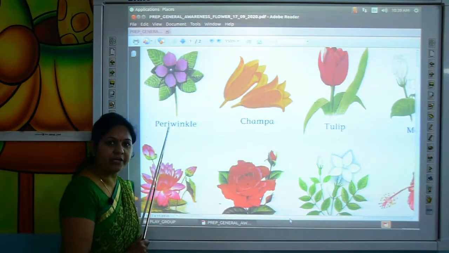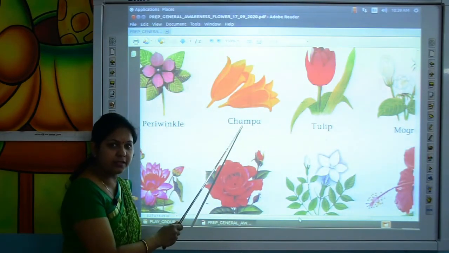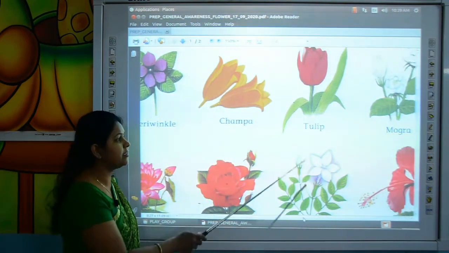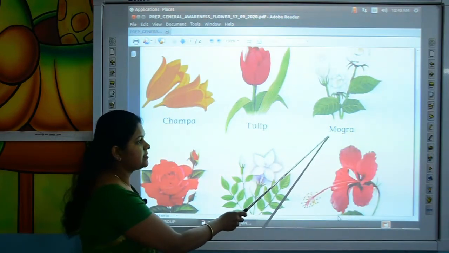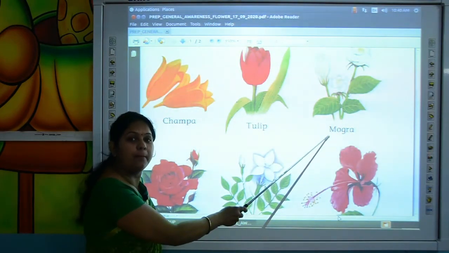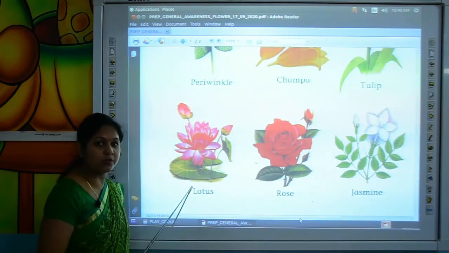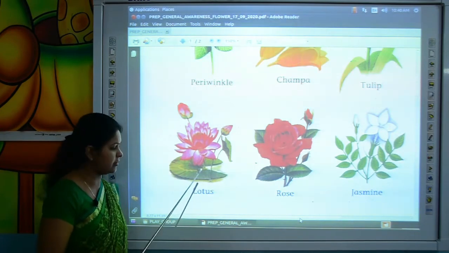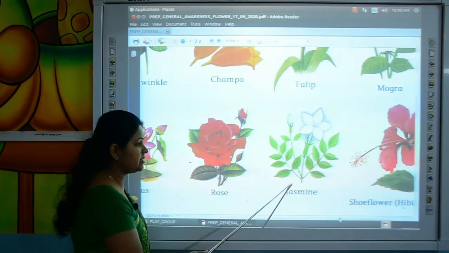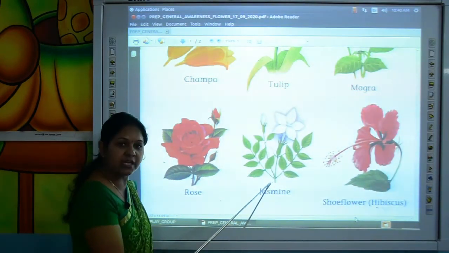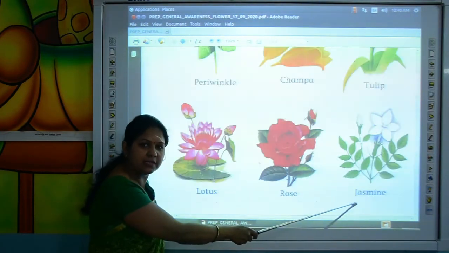This is periwinkle. Which flower is this? Periwinkle. This is champa. Speak with me kids. This is tulip. Which flower is this? Tulip. This is mogra. Now move to the next. This is lotus. Lotus is our national flower. This is rose. This is jasmine. This is shoe flower, or we can say hibiscus.